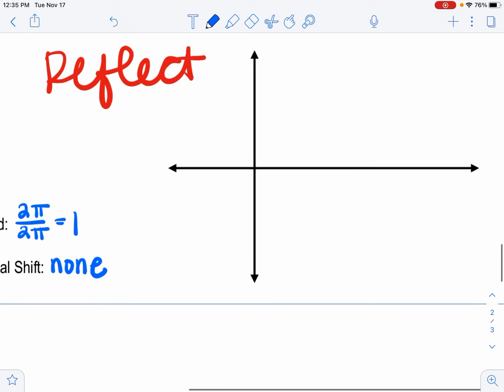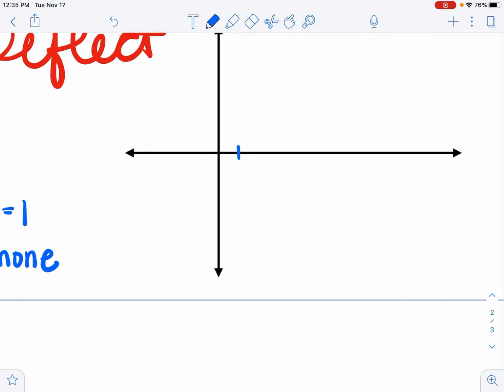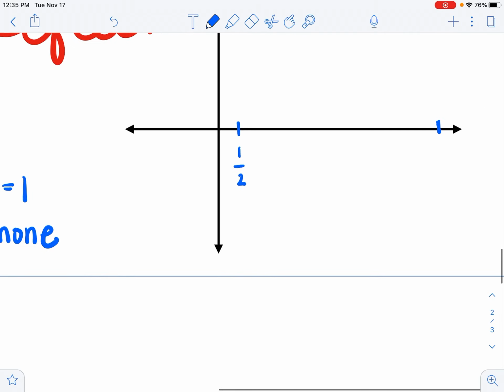Okay, so now I'm ready to put this on my x-axis. I'm going to start at 1/2, so I'm going to put a tick mark here, 1/2. My last tick mark is 3/2, because that's the end. What's directly in between 1/2 and 3/2? 2/2. But I'm not going to write 2/2 because 2/2 is 1.